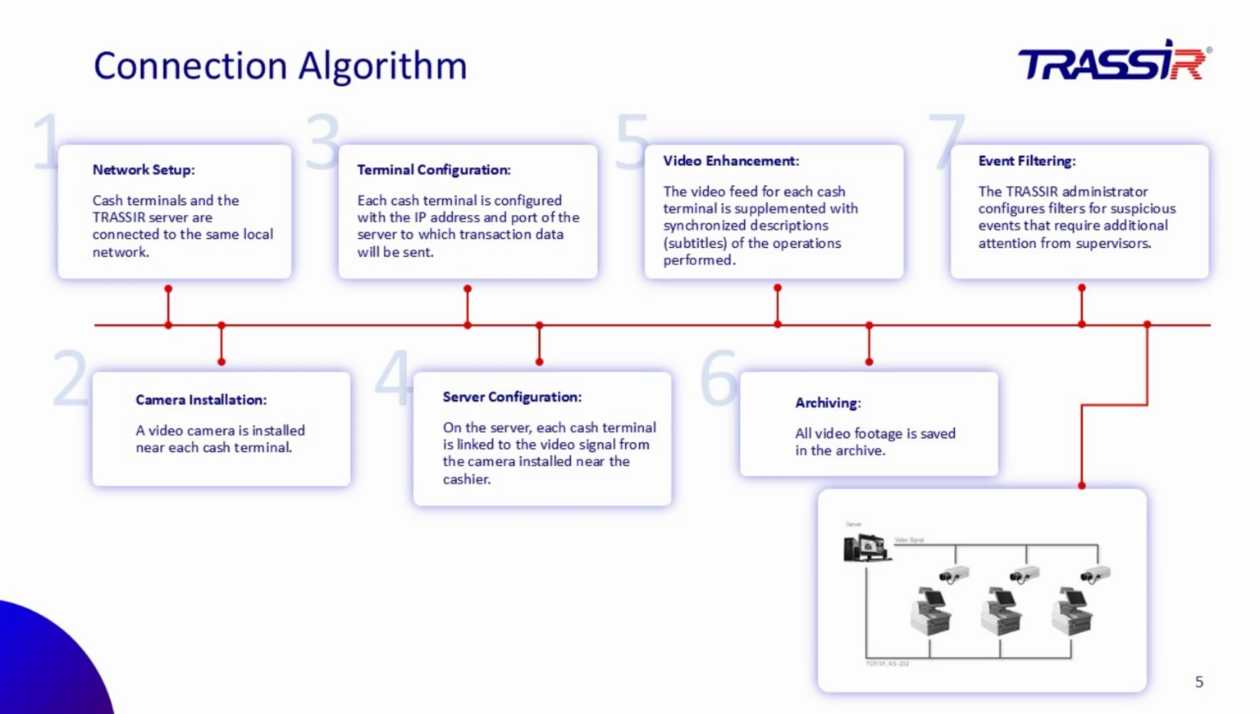In the settings of each cash terminal, the IP address and port of the server to which the data about the completed transactions will be sent are set. In the server settings, a signal from the camera located next to the cashier is linked to each cash register.